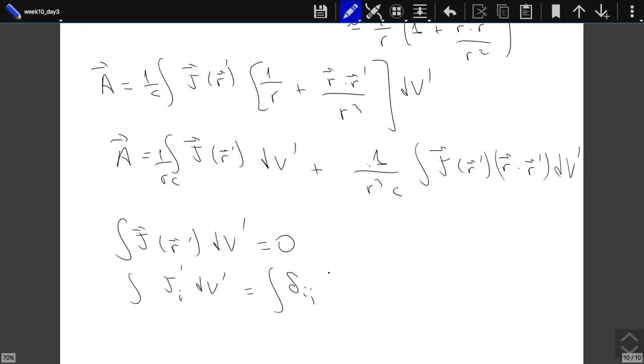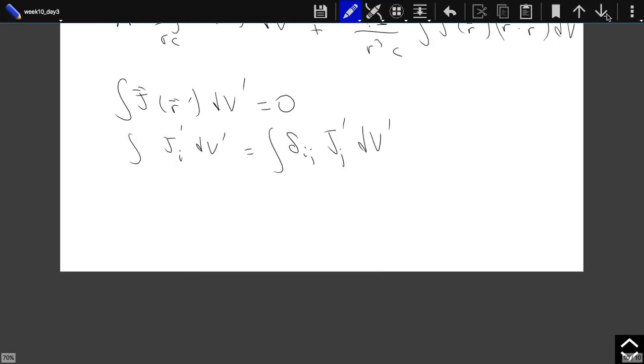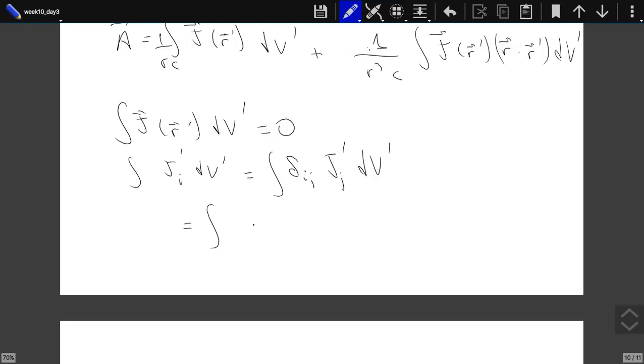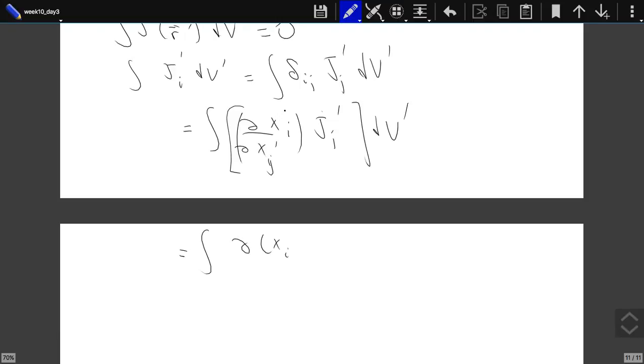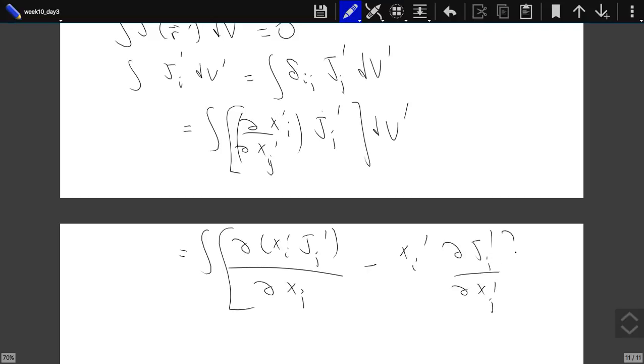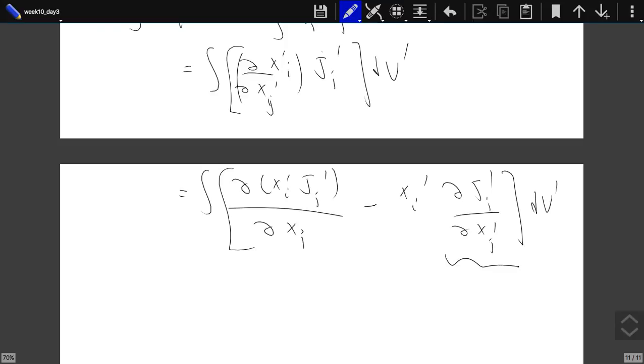This is equal to the Kronecker delta δ_ij, j_j', which is equal to ∂/∂x_i' (x_j' x_i j_j'), or let me even add one more step here: x_i x_j j_j'. That derivative is nothing but the Kronecker delta. This is equal to the derivative of the product of x_i' with j_j', minus x_i' times the derivative of j_j' with respect to x_j'. Now this is nothing but the divergence of j, which is equal to 0.